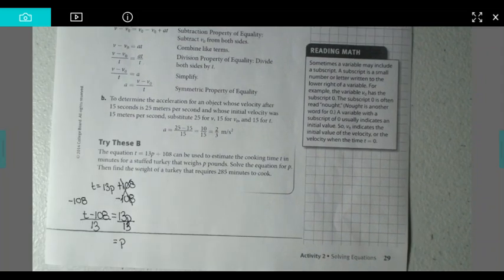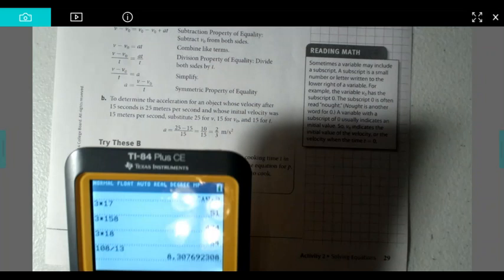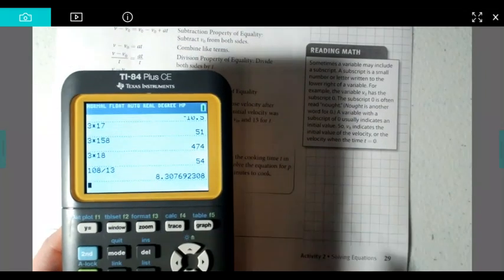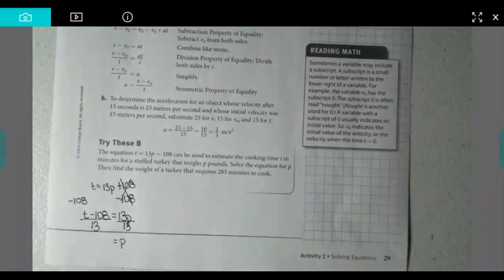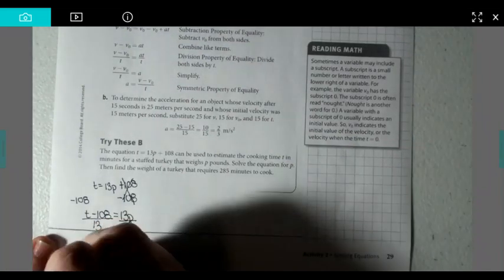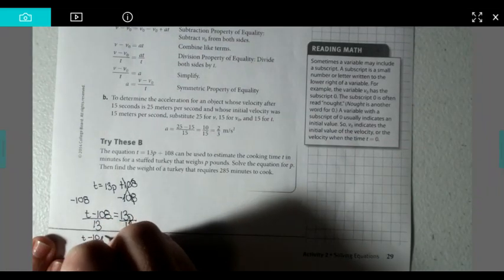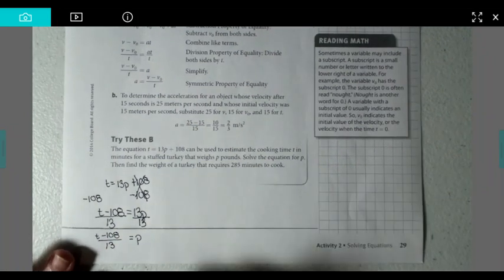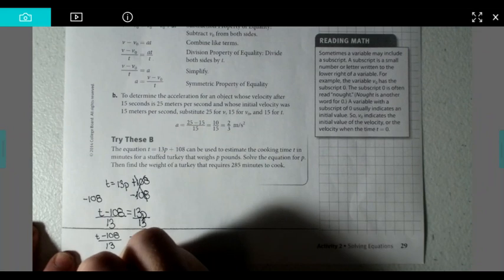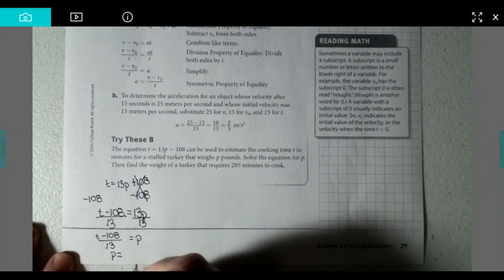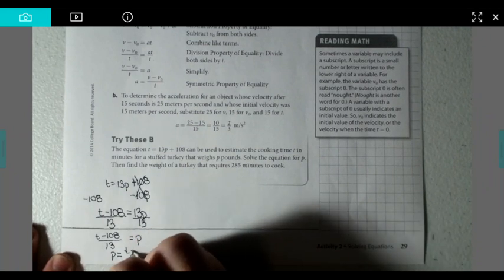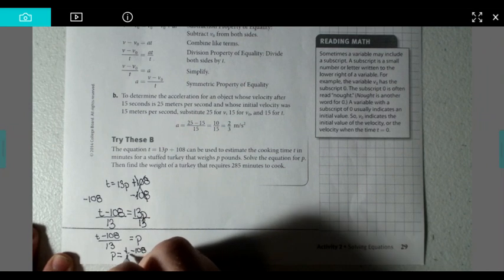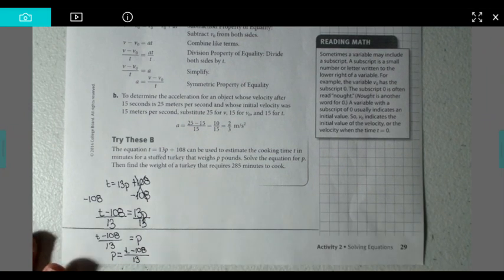And I don't think that 108 is divisible by 13, but I'm going to double check here. As you can see, no, it's like 8.3 something. So I'm just going to leave it as is. I'm going to say T minus 108 all divided by 13. Now I'm going to use the symmetric property so that the P, the number of pounds, comes first. But notice that I do not change the expression when it comes across the equal sign. I leave it just as is.